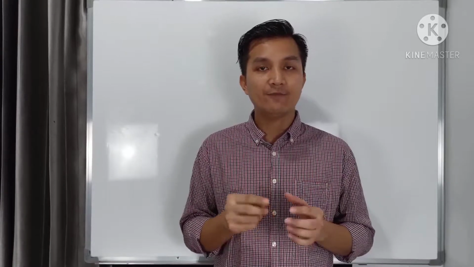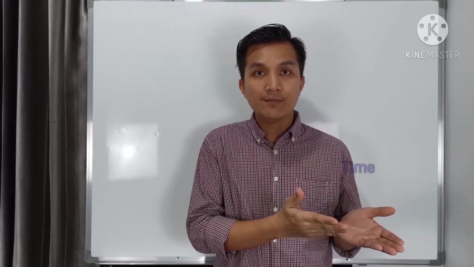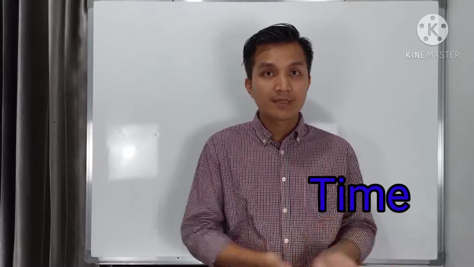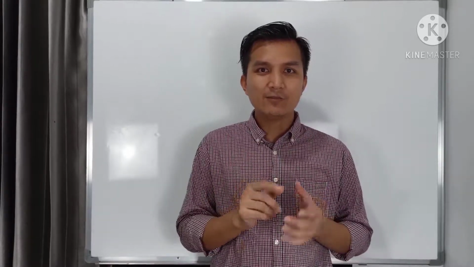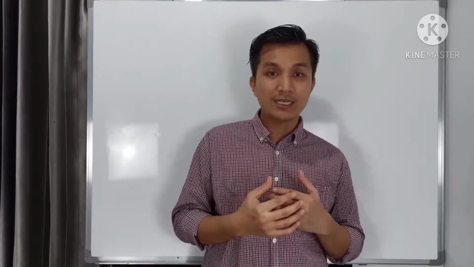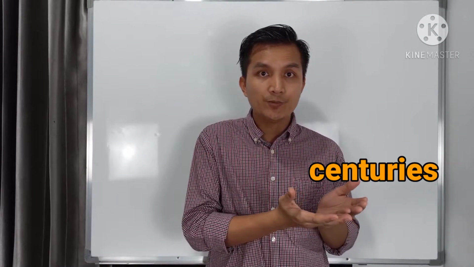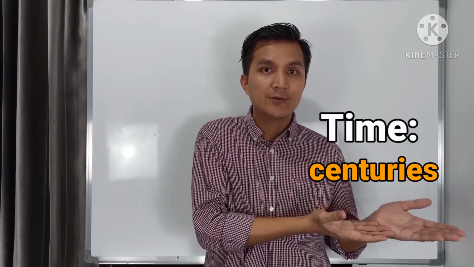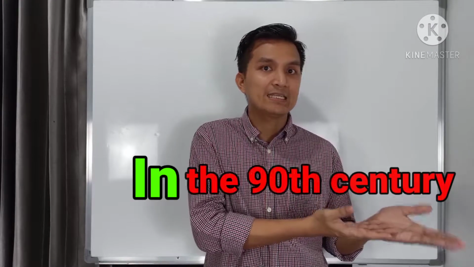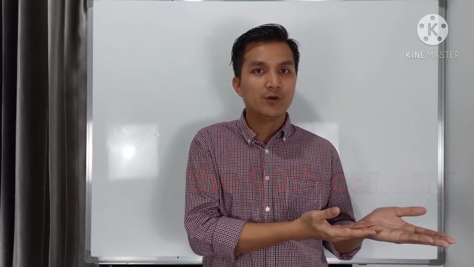In order for us to understand the use of in, on, at as prepositions, we need to identify if we are talking about time or places. So remember that, kids: time and places. Let's start by using in first. We will identify what? Time and places, right? So let's start. If we are talking about centuries, we place that under time, right? So in the 19th century, for example, or in the 20th century, we are using in as a preposition.